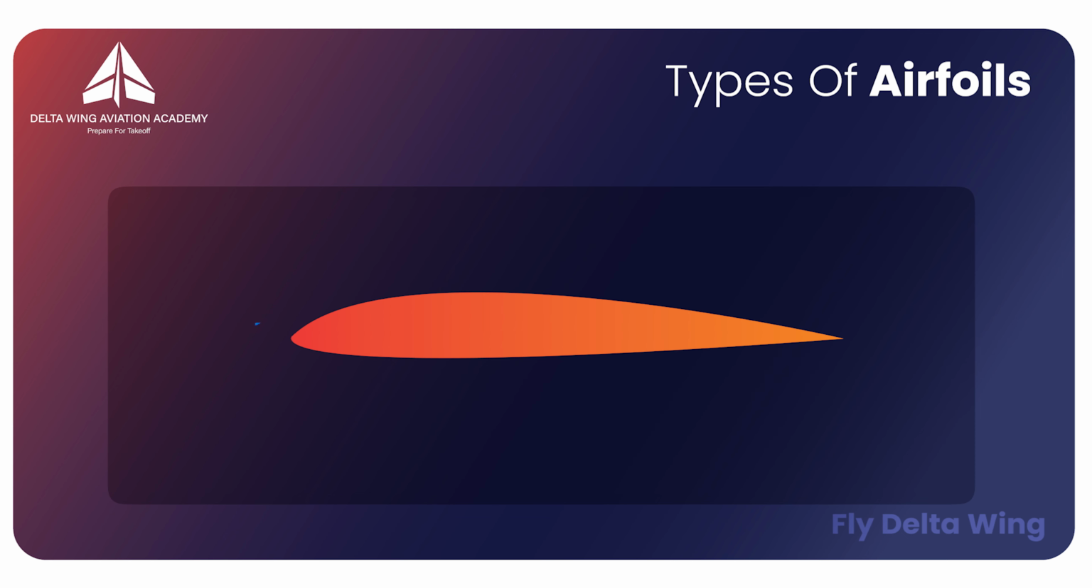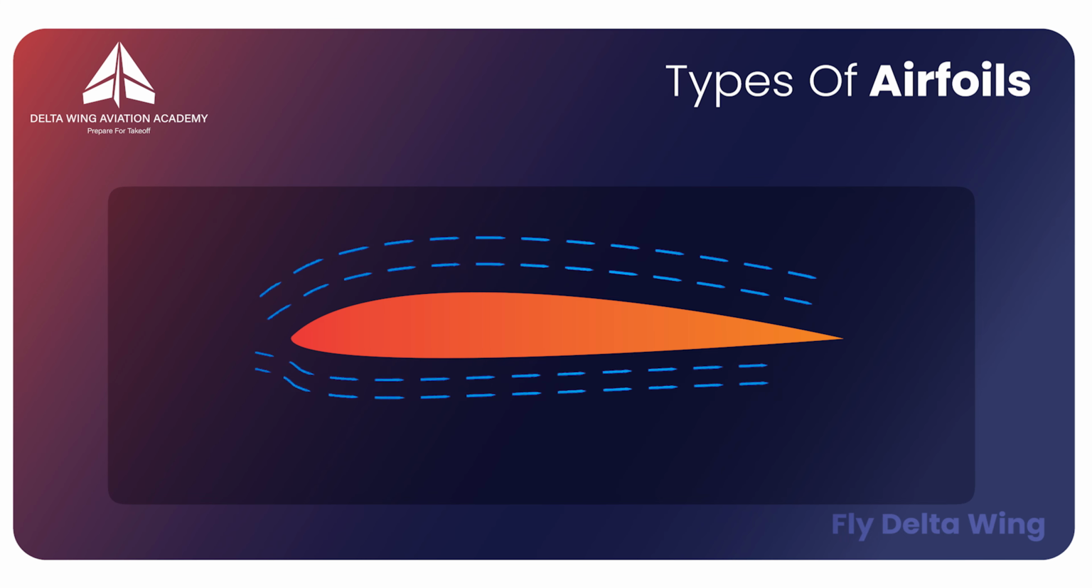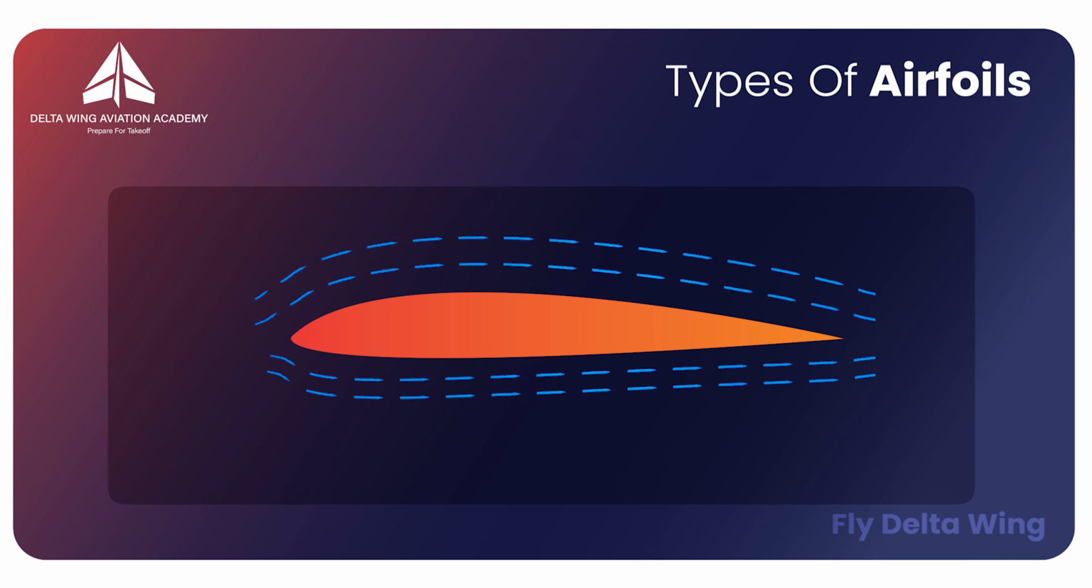In a cambered airfoil, the top and bottom geometry of the airfoil are different. Therefore, even at 0 angle of attack, a pressure differential is generated, so a lift will be produced.